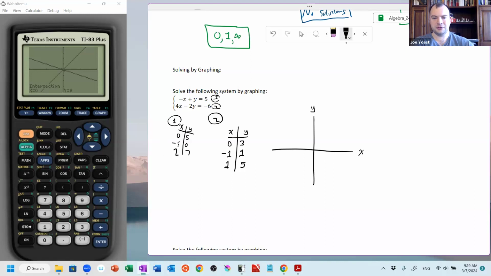So for the first line, maybe I'll draw the first line in blue. I have 0, 5. Well, so my y's have to go from what, 0 to 7. That looks like that'll take care of the second line as well.